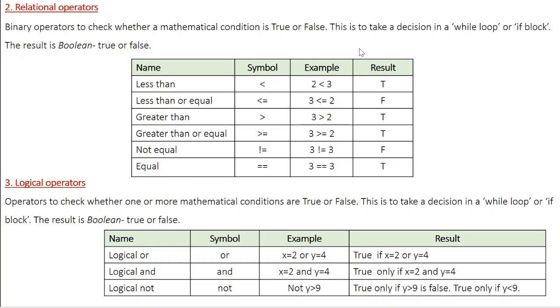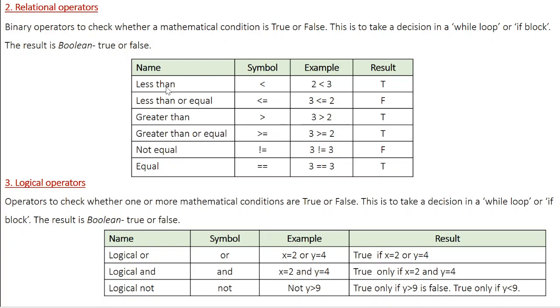So these are used for taking decisions. And the result is Boolean. Boolean means true or false. You don't get a numerical value, you only get a Boolean result here. There are 6 relational operators: less than or equal, greater than or equal, not equal, and equal. And these are the symbols.